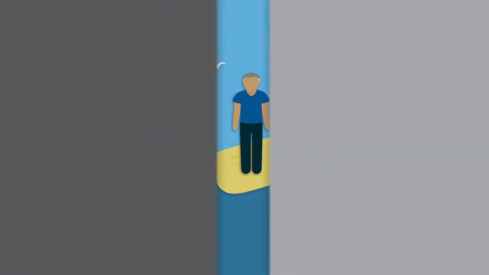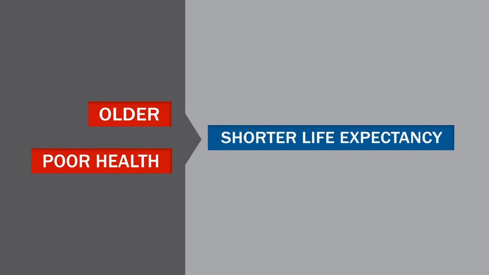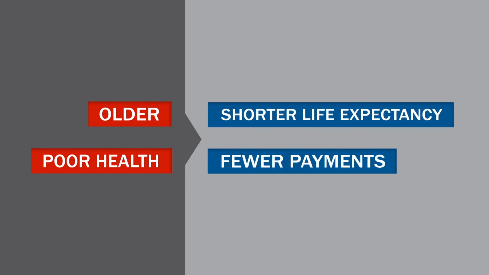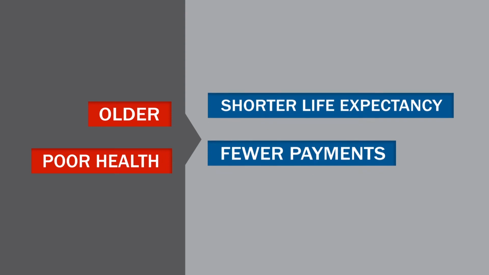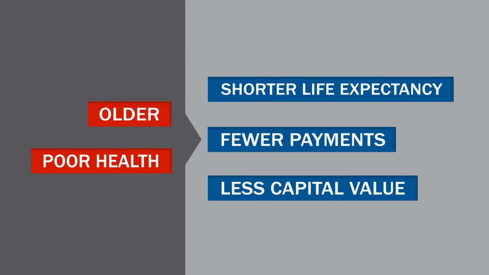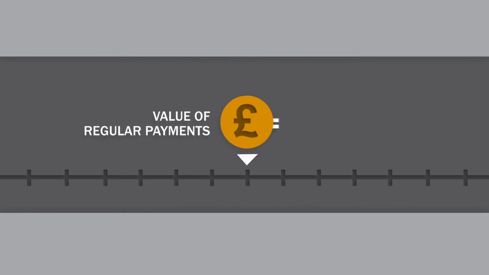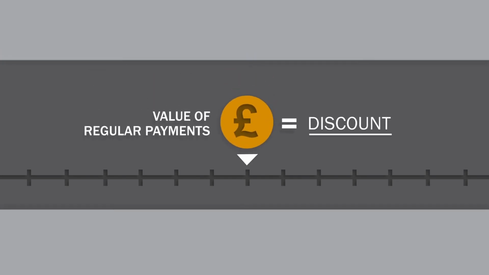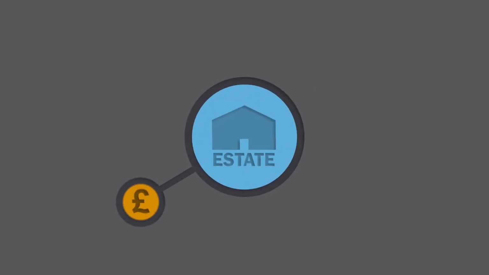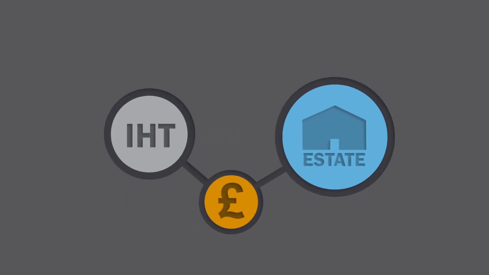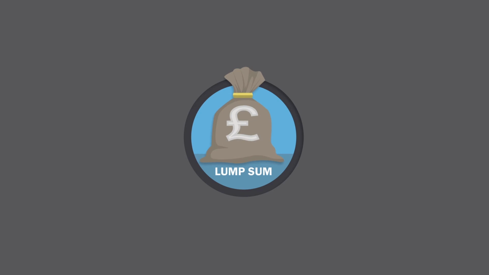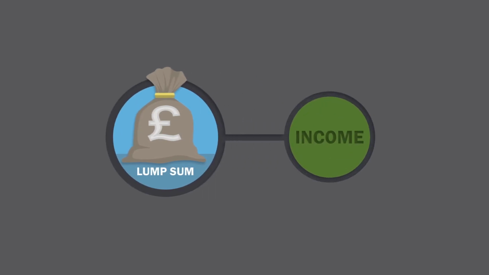Had Eric been older or in poor health, then his life expectancy would be shorter. This would have meant that the regular payments would not be expected to continue for as long, and therefore the capital value of these payments would be worth less. The capital value of the regular payments is the discount that Eric receives. This discount is outside Eric's estate immediately and should not be subject to inheritance tax when he dies, irrespective of when that is. Think of it as converting a lump sum into an income that stops when Eric dies.